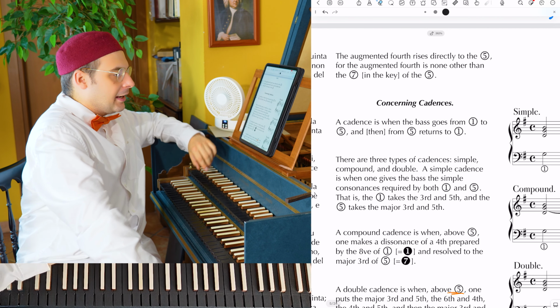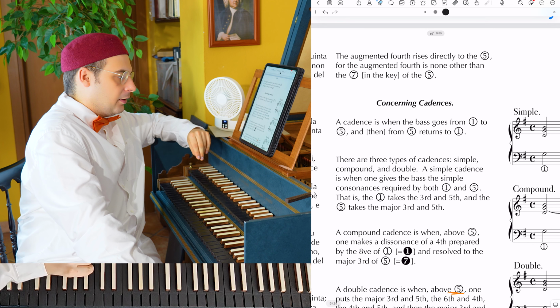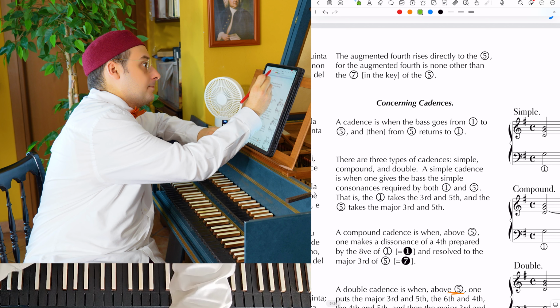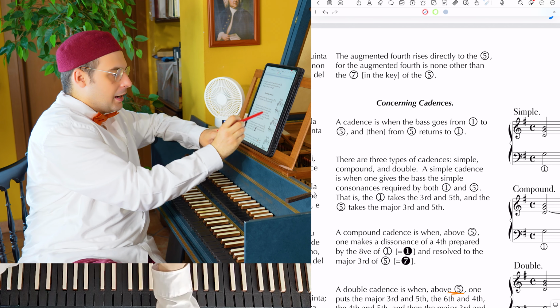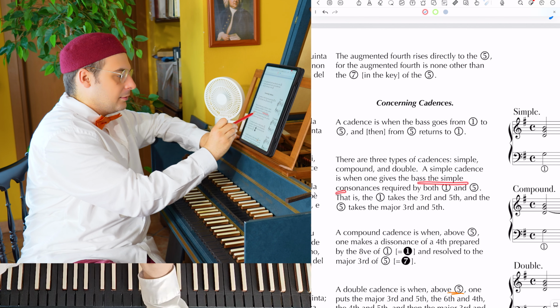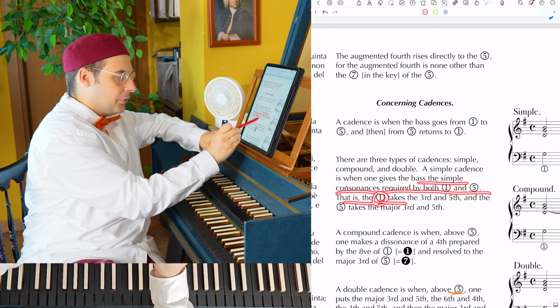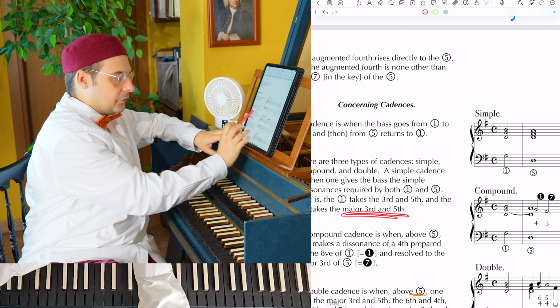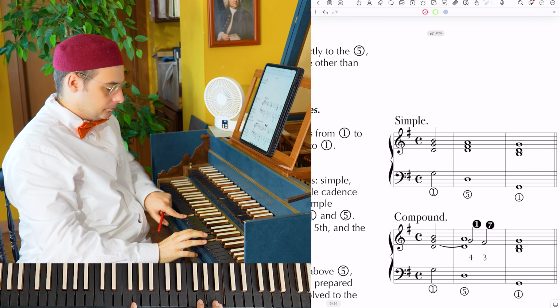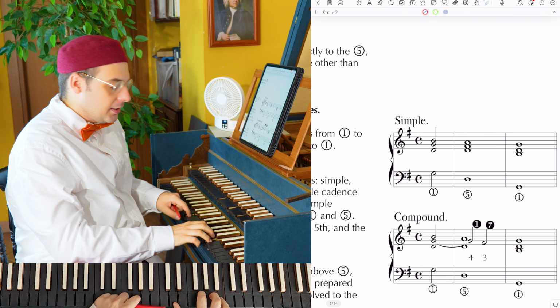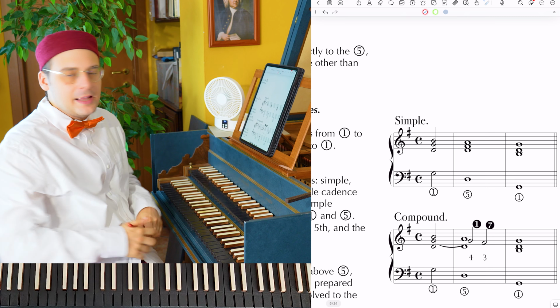Then you can have another kind of cadence, which is a compound, but first of all let's read what Fenaroli wrote. A simple cadence is when one gives the bass the simple consonances required by both 1 and 5. That is, the first degree takes the third and the fifth, and the fifth degree takes the major third and the fifth. Here we have mi re do in the melody, mi re do in the ending melody.